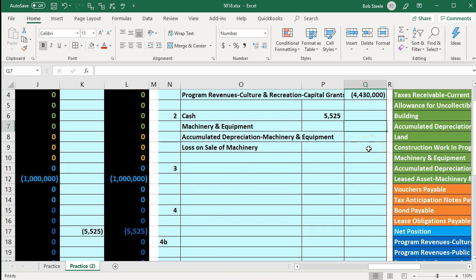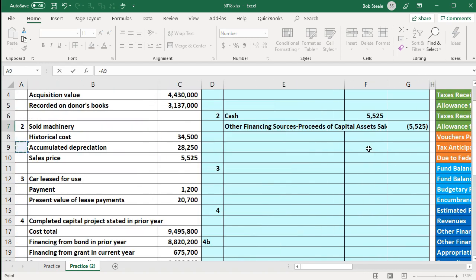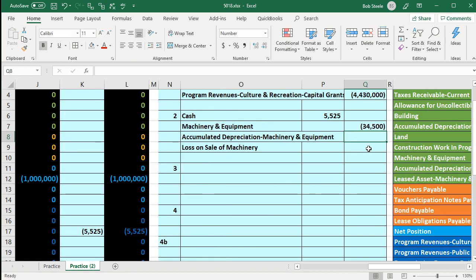We're going to credit this amount because it's going to be a decrease in machinery and equipment. I'm going to put a negative instead of an equals and go all the way to the left. And we want to pick up the historical cost of 34,500 and enter. So there we have that.